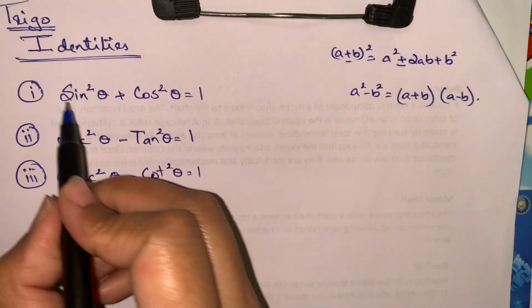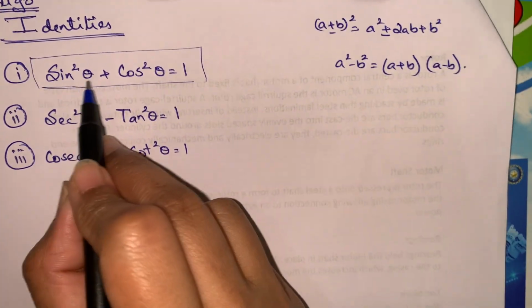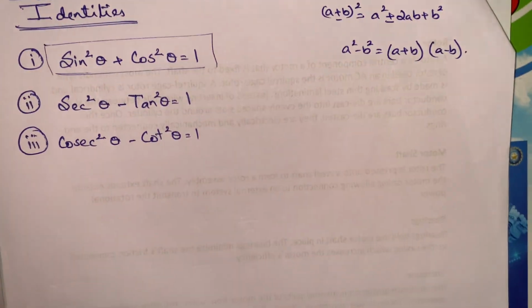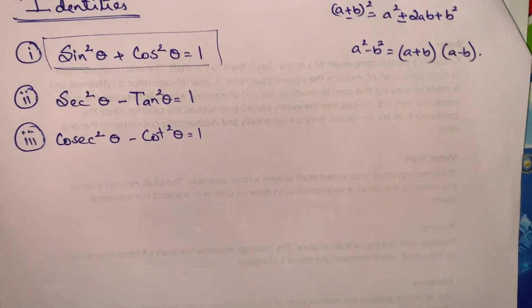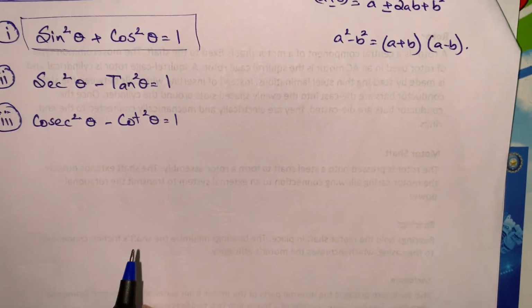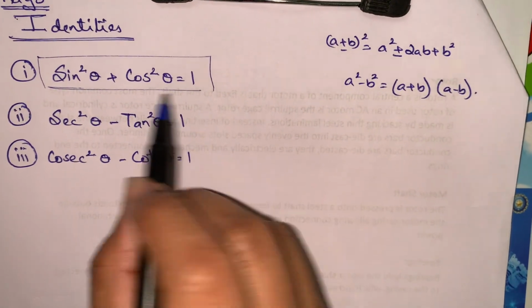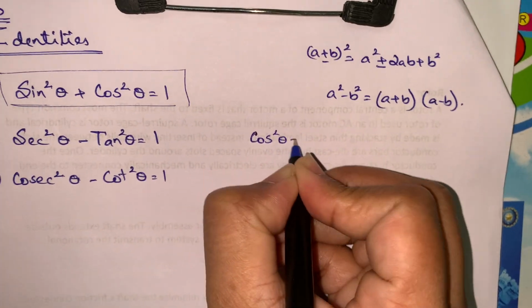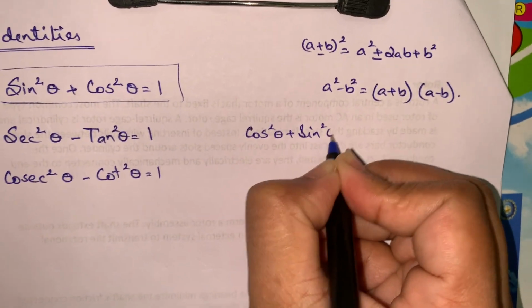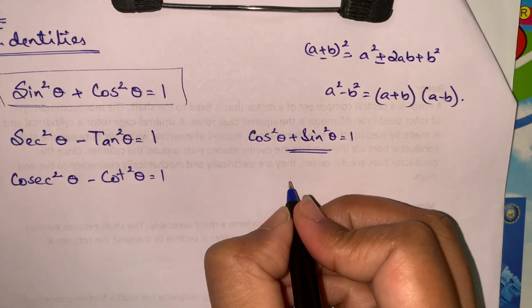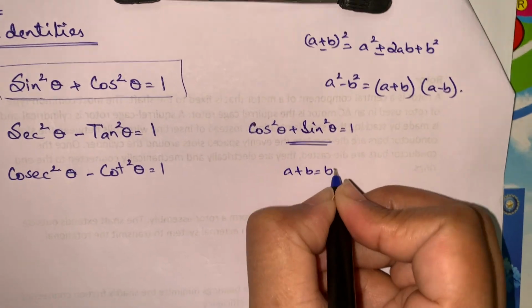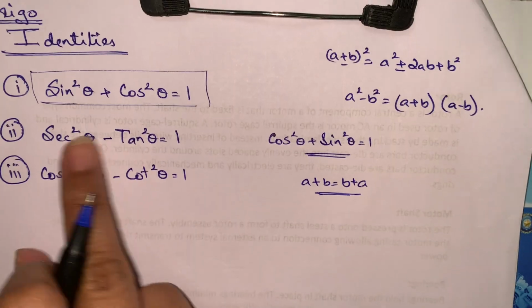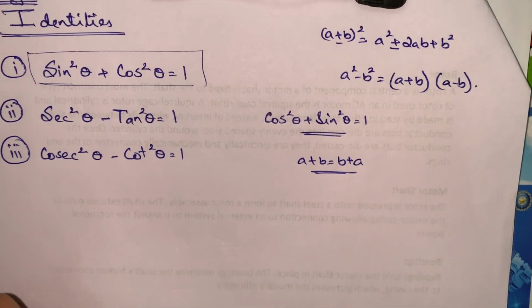Now, this is the only identity wherein I have the plus. The other two are negative. They are undergoing subtraction or differences. Now here, one more thing. I can write this identity as cos square theta plus sine square theta is equal to 1 only, because we know a plus b is equal to b plus a, right? Order does not matter when it comes to addition, but when there is subtraction, order plays a very important role.